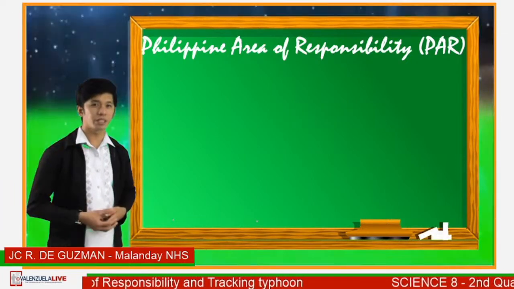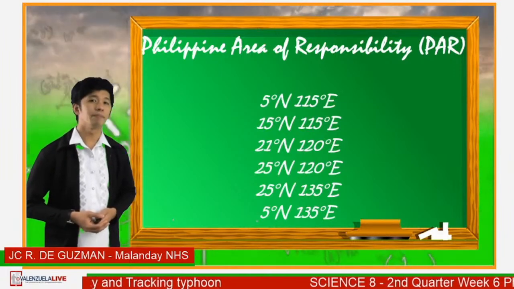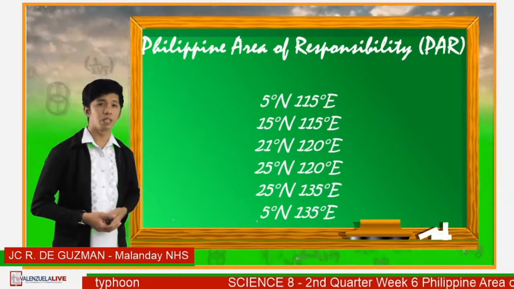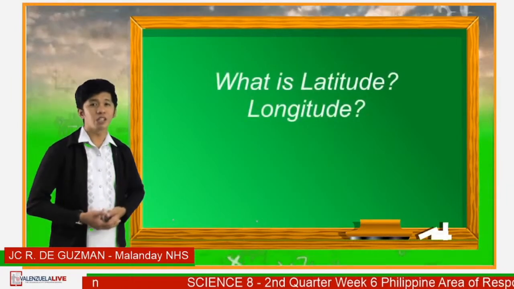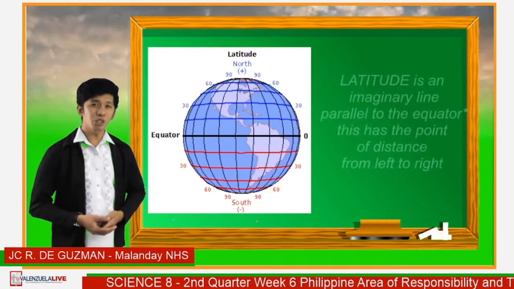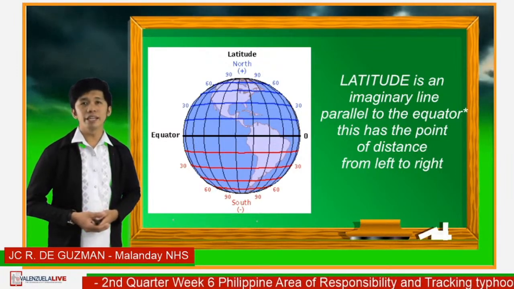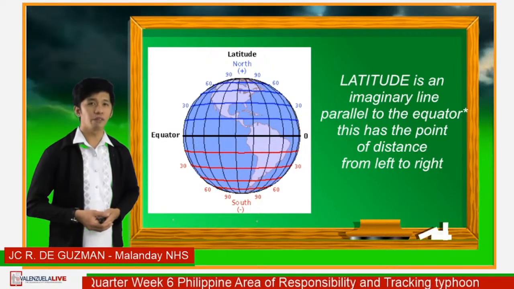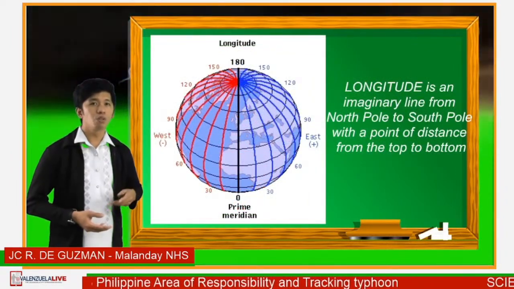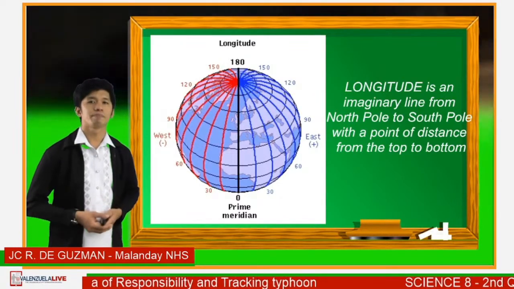The question is, what are these numbers, and how to plot it in our map? For us to know what these numbers mean, we need to learn what latitude and longitude is. Latitude is an imaginary line parallel to the equator. This has the point of distance from left to right, while longitude is an imaginary line from North Pole to South Pole with a point of distance from top to bottom.